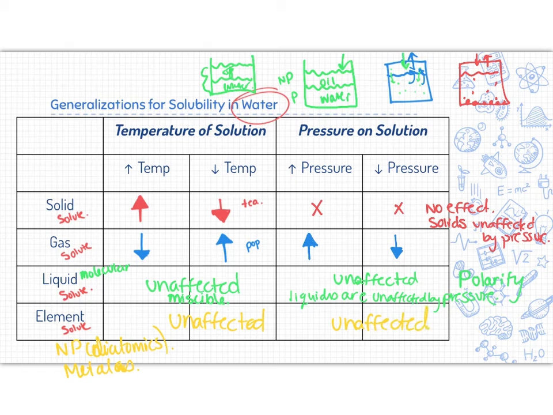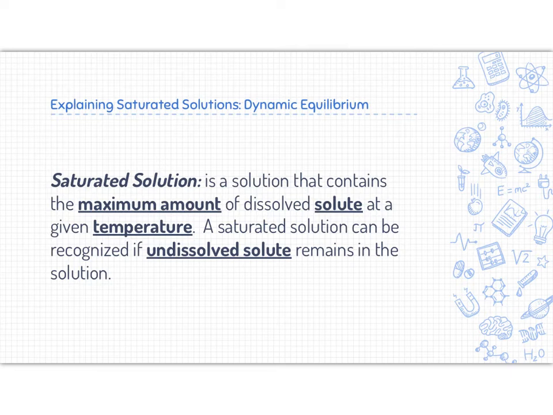So really what we're looking at is solids and gases and their solubility in water. Remember, a solid, really only temperature is affecting it, but a gas can be affected by temperature and pressure. A saturated solution is a solution that contains the maximum amount of dissolved solute at a given temperature. So the solution is full. I can't dissolve any more. If I add more solid, it is not going to dissolve. It is going to sit at the bottom.